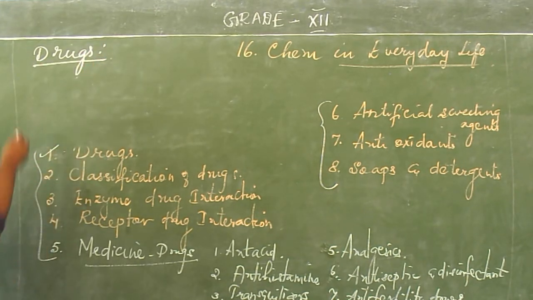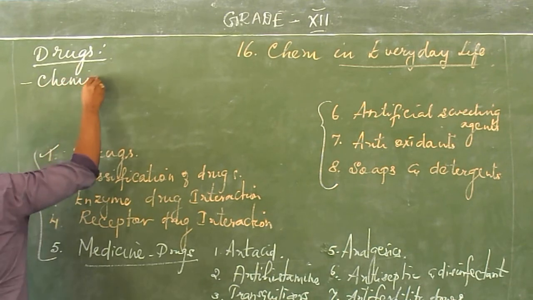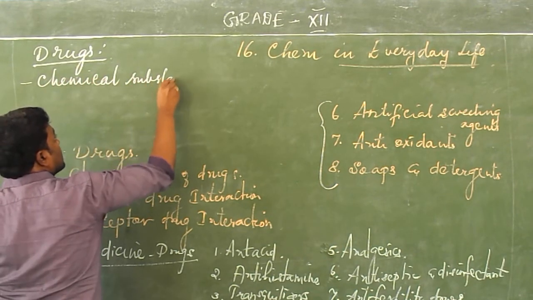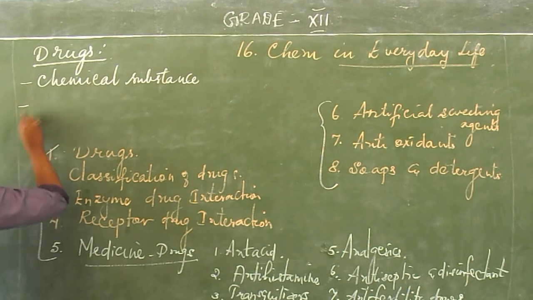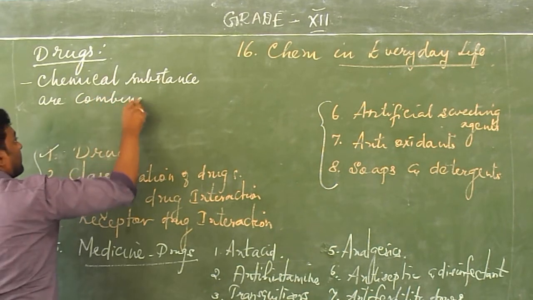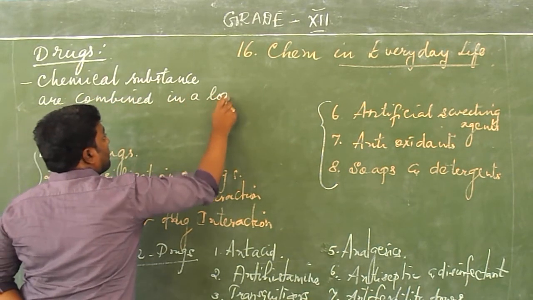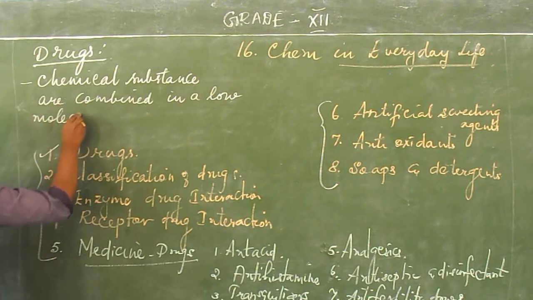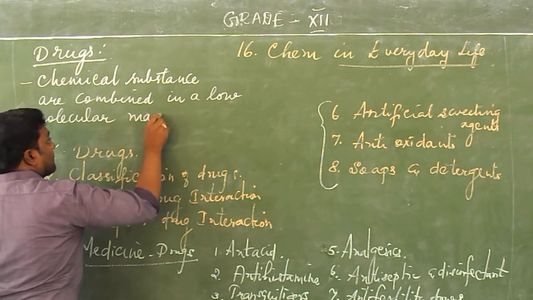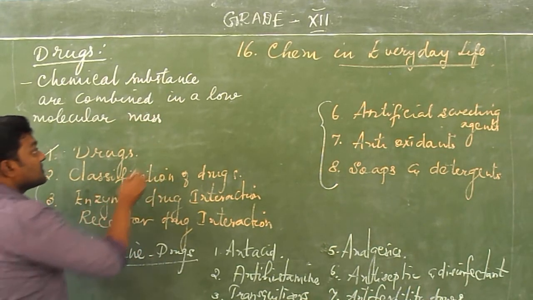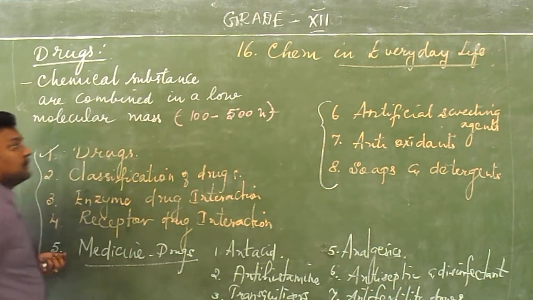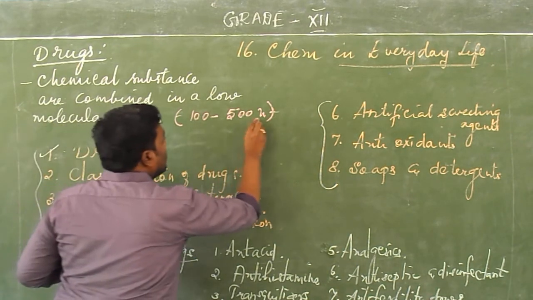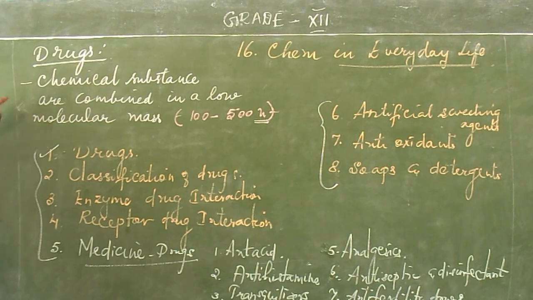So, drugs. The first point for drugs: it is a chemical substance, and it is made up of chemical substances combined in a low molecular mass. What is the low molecular mass range? It will be about 100 to 500 atomic mass units. U stands for unified atomic mass unit. So this is the first point.